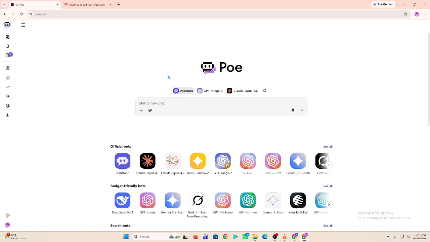First, open Poe AI and sign in. Once you're inside, choose a chatbot like ChatGPT or Claude-style bots that are good at explaining concepts clearly.